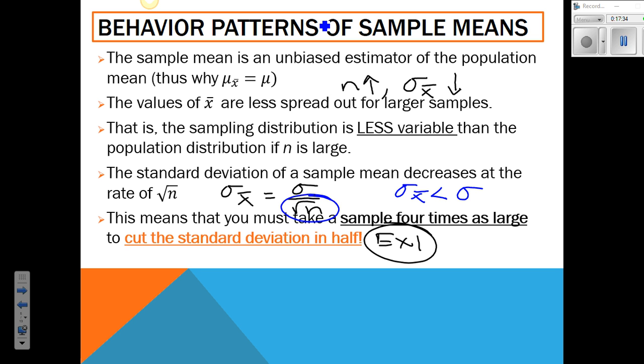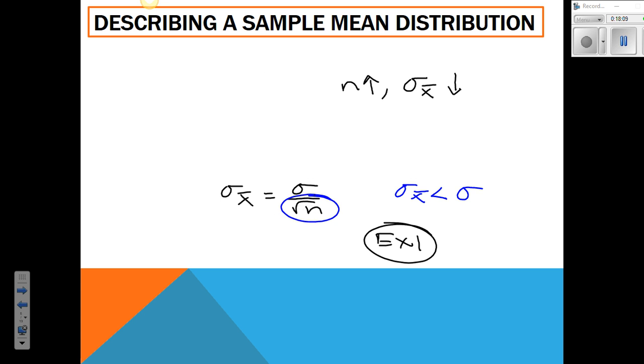You're going to see a little pattern that happens here, so you can go ahead and write this down. Some students understand this, some don't, and that's okay because you can do this algebraically regardless. But this means that you must take a sample 4 times as large to cut the standard deviation in half. So if you want to cut your standard deviation in half, you take 4 times the sample size. We're going to illustrate that in just a moment. You guys with me? If you don't understand that, I will show you via an example. Let's go ahead and do that.